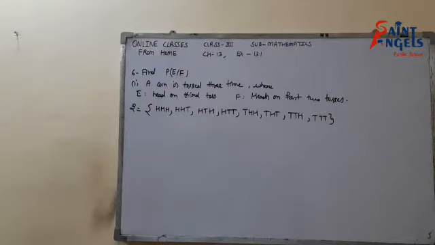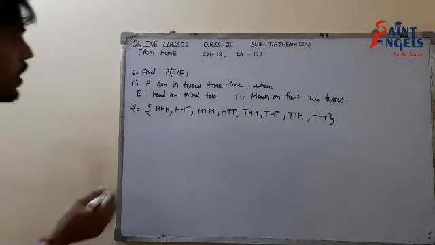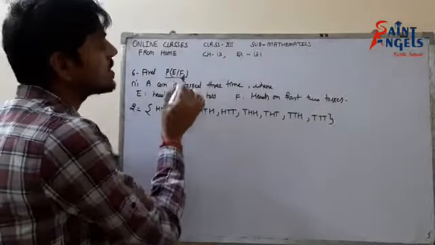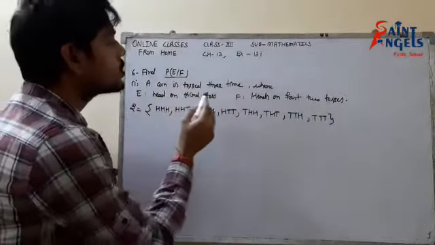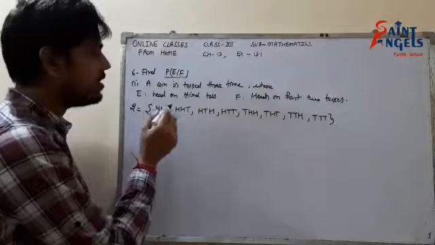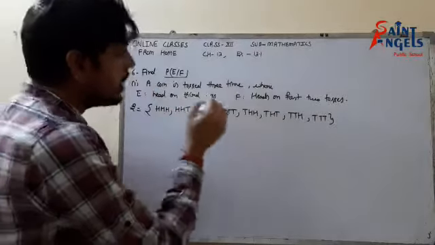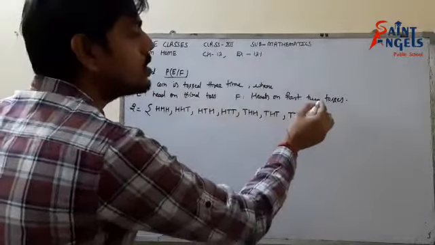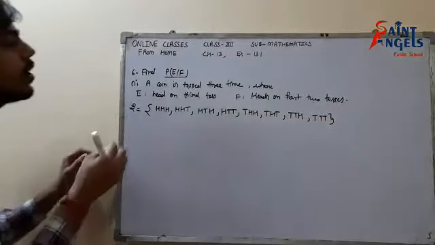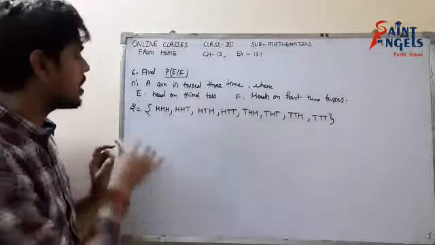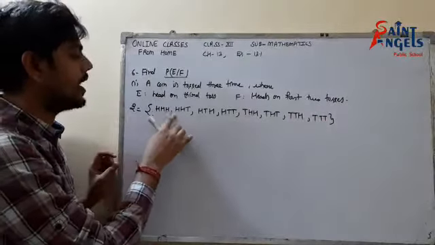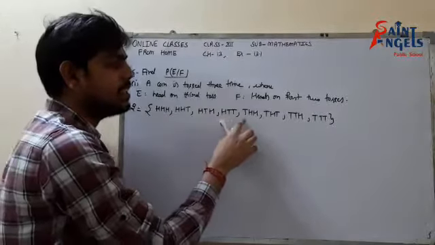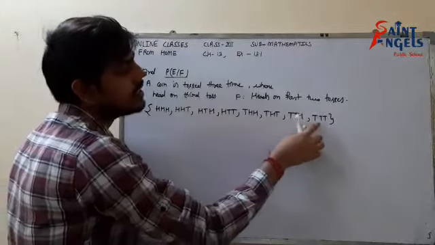Students, now look at question number 6. In question number 6, we have to find P(E|F), where a coin is tossed 3 times, event E is head on the third toss and event F is head on the first 2 tosses. If we are tossing a coin 3 times, then the sample space would be HHH, HHT, HTH, HTT, THH, THT, TTH and TTT.